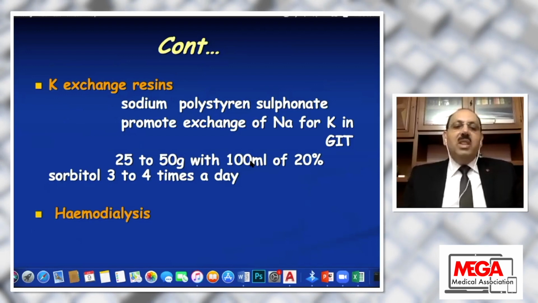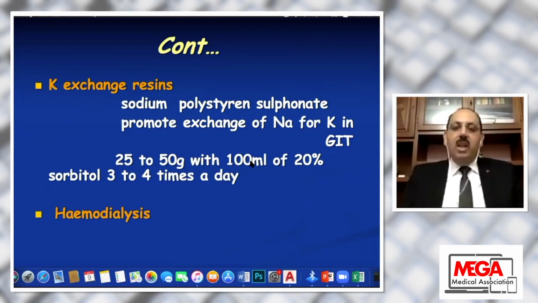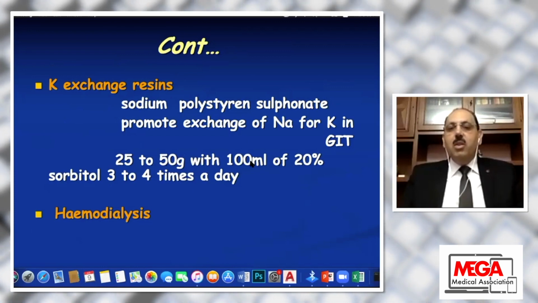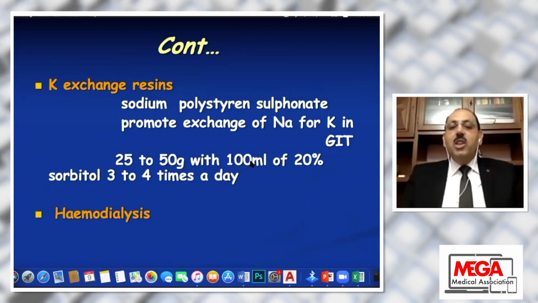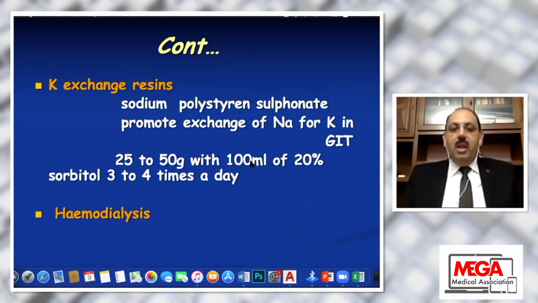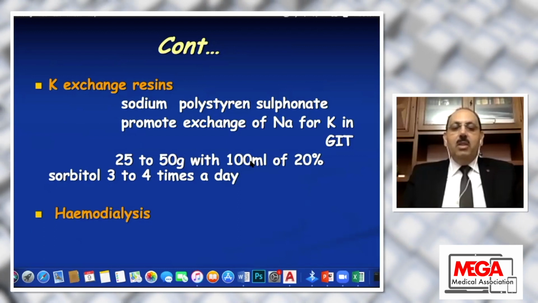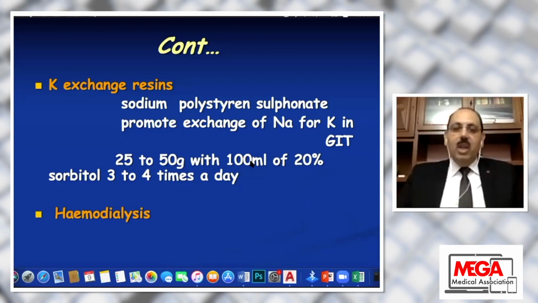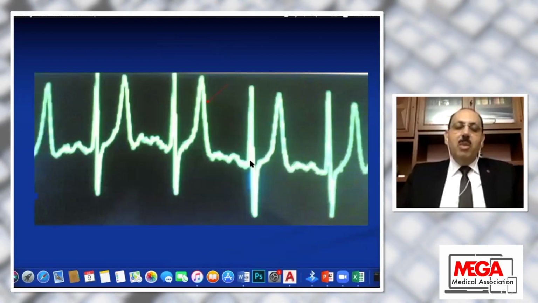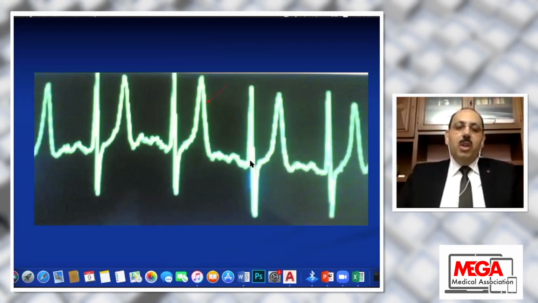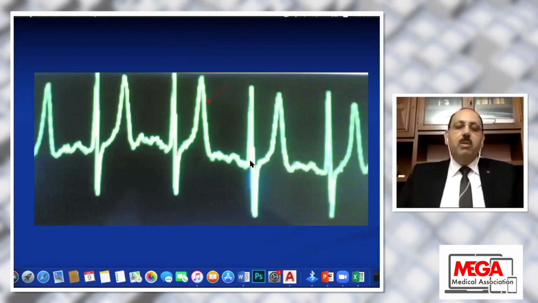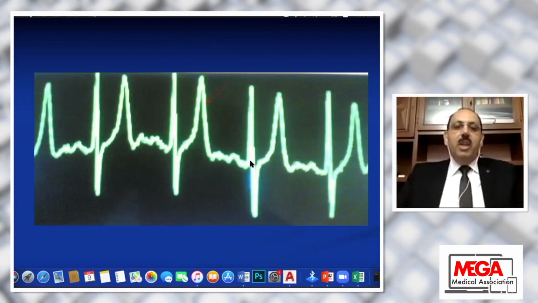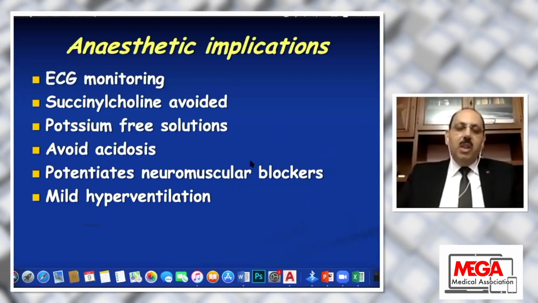The potassium exchange resins as sodium polystyrene sulfonate, which is powder given through the GIT, either orally or rectally, we promote exchange of sodium for potassium in the GIT, and it is given in 100 ml for 3 to 4 times daily, and in resistant cases, hemodialysis. So remember, continuous ECG monitoring all over the period of management of hyperkalemia.